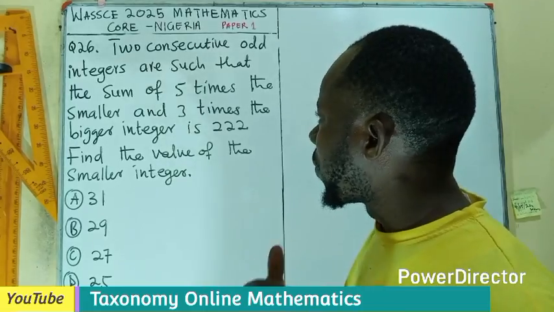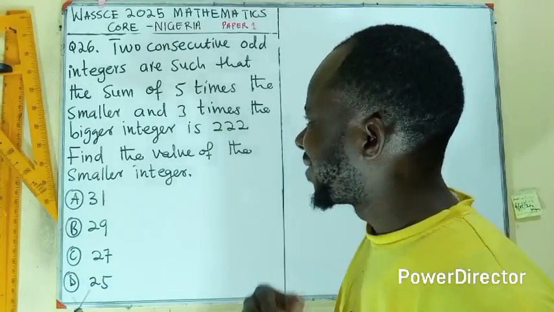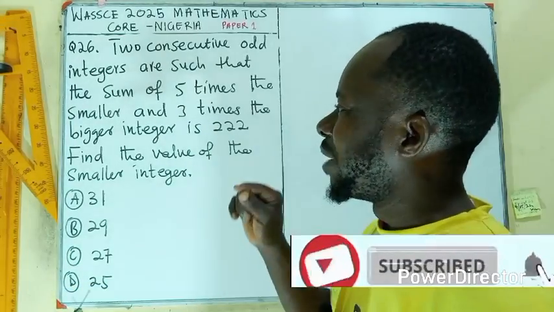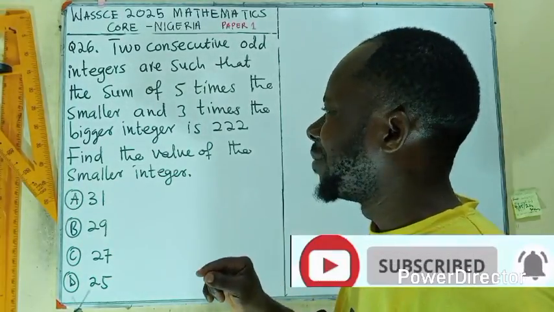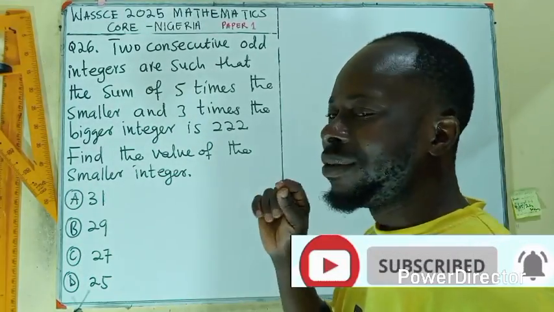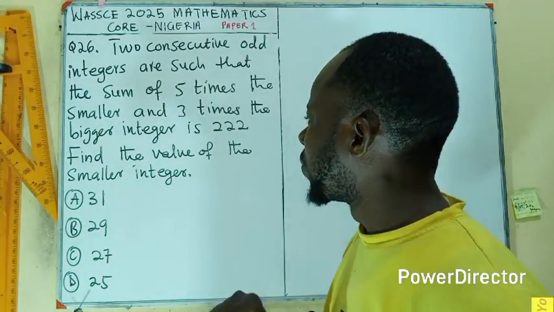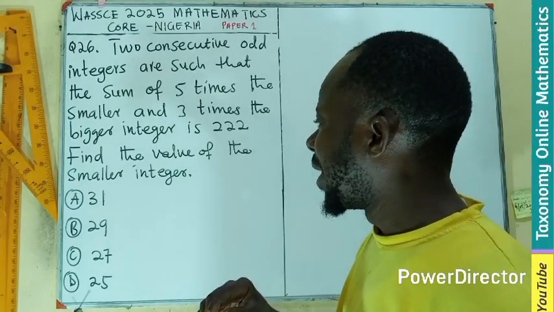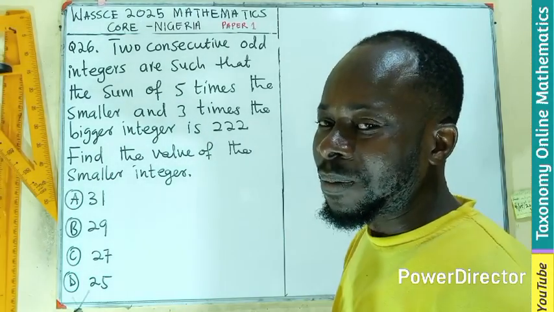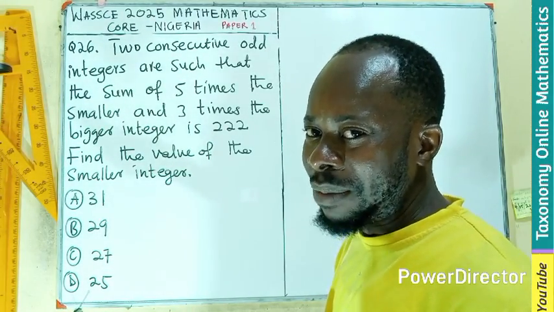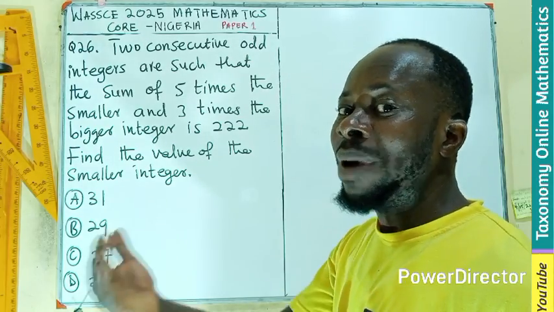Two consecutive odd integers are such that the sum of 5 times the smaller and 3 times the bigger integer is 222. We have to find the value of the smaller integer. This is a word problem. What are odd numbers? Those numbers that are not divisible by 2.